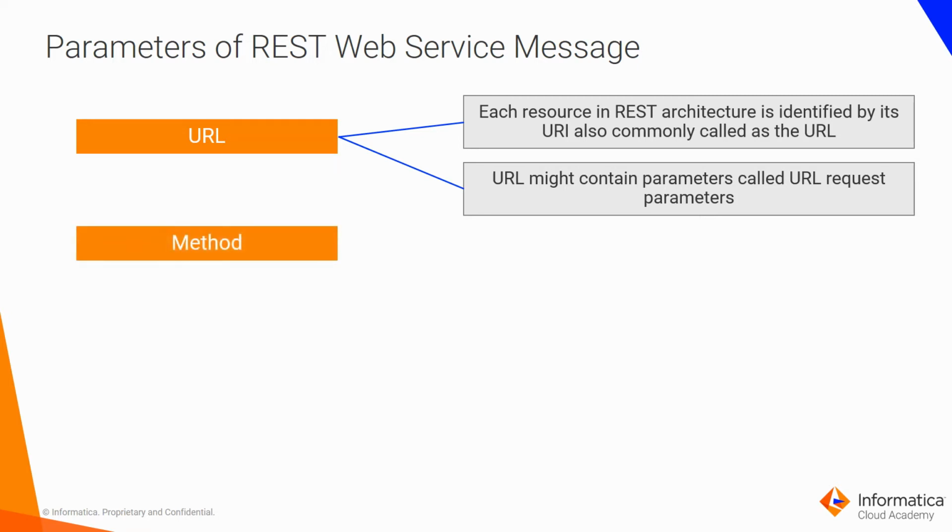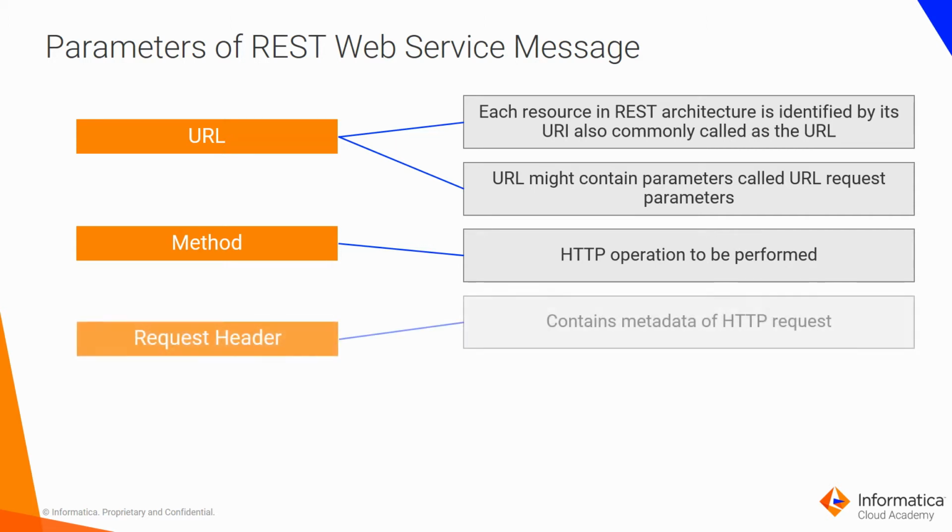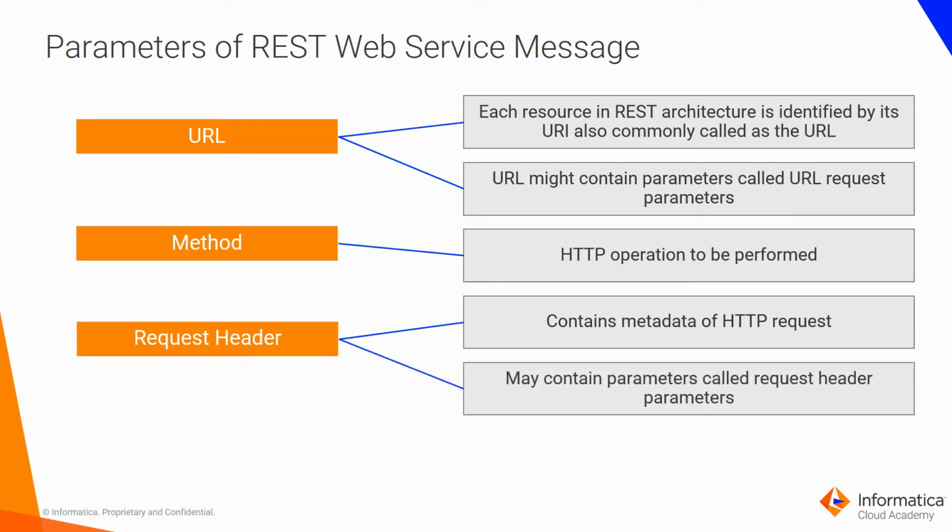Method or verb represents the HTTP operation that is to be performed, whether GET, POST, PUT, or DELETE. Header contains metadata for the HTTP request message as key value pairs. For example, client type, format supported by client, format of message body, cache settings, etc. In order to post a request, we may pass parameters in the header section of the request. Such parameters are called header request parameters.